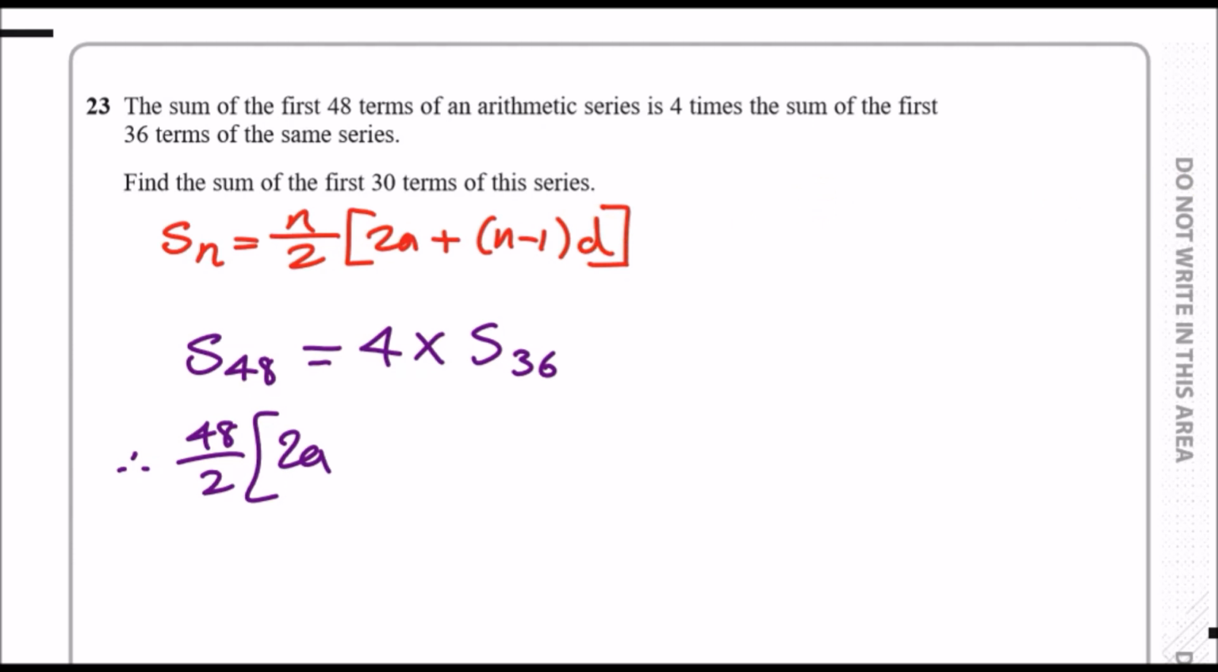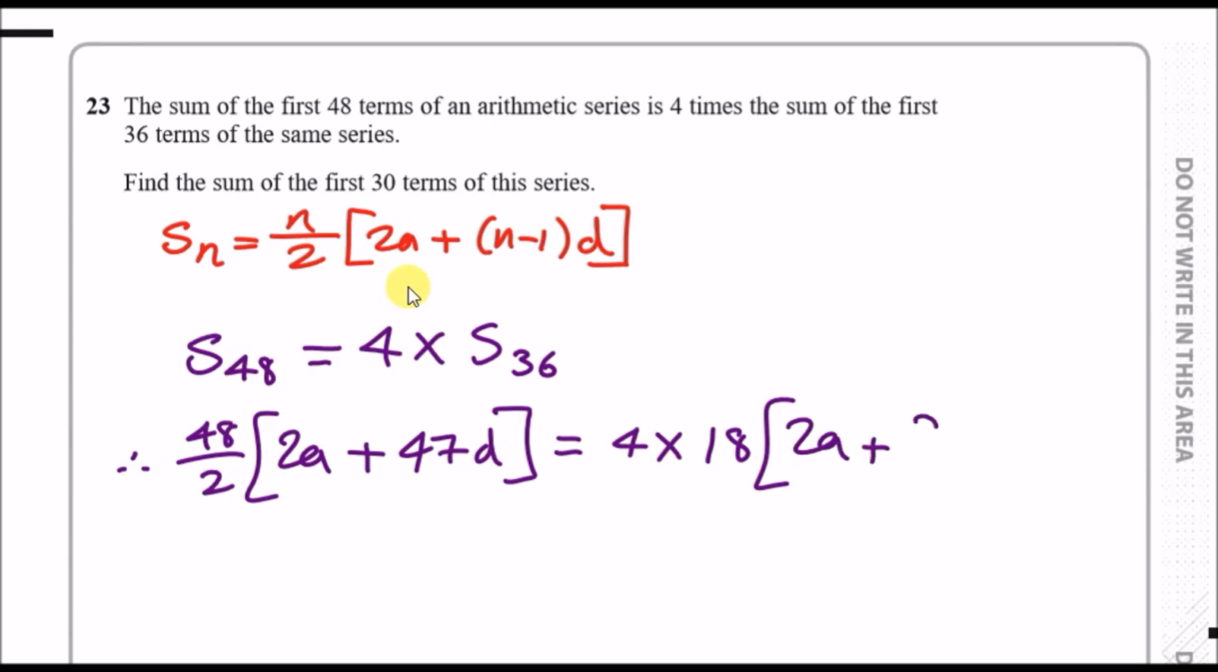This is going to be equal to 2a plus n minus 1, so because 48 minus 1 would be 47d, equal to 4 times S36, 36 over 2, I'm just going to make it quick, which is 18 times 2a plus 35d. And then 48 over 2 is 24. So it looks like we have two non-similar equations, I guess. Now, what do we do next?